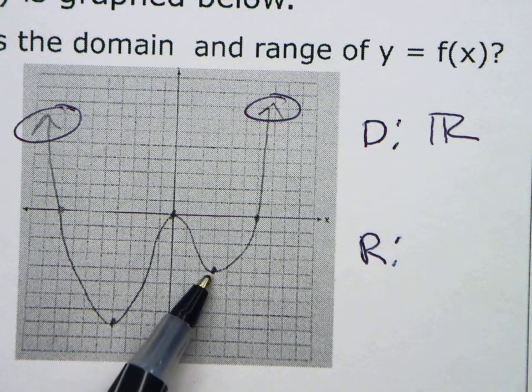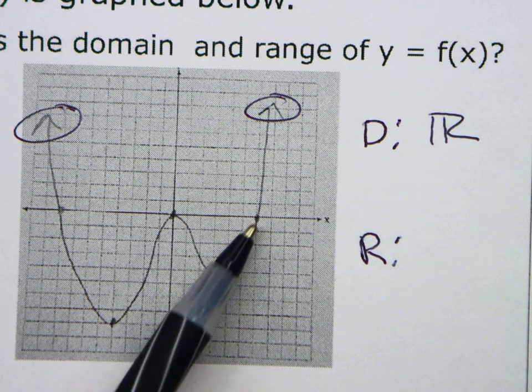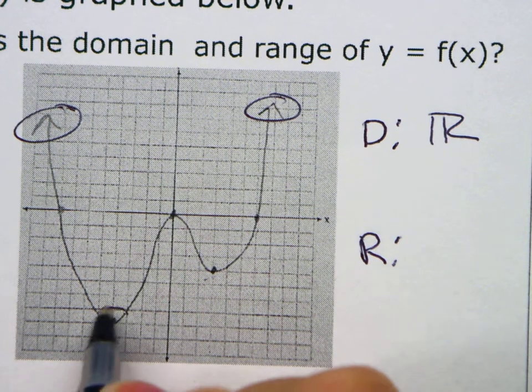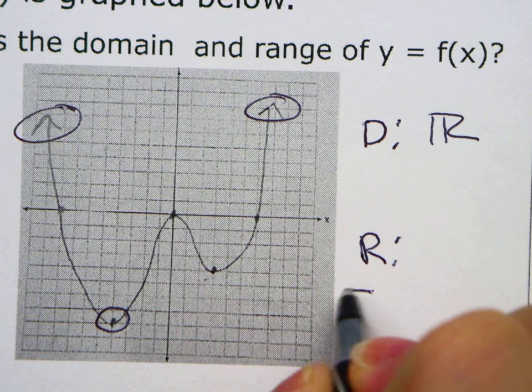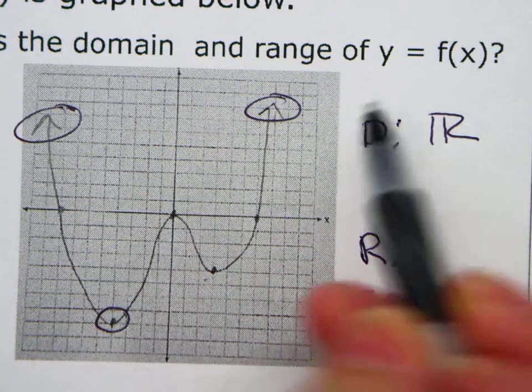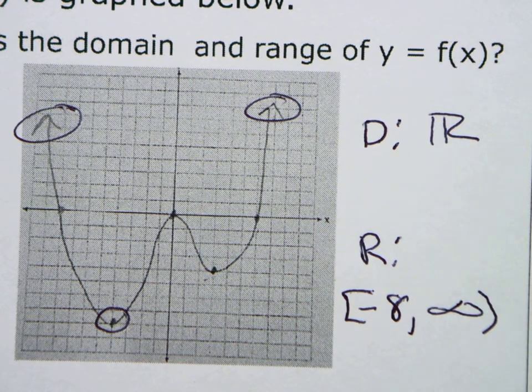Does this count as the lowest point? No. It's a point, it's an extrema. It's coming down, but then it goes back up. What's the very lowest point? It's the very lowest point you see. It's down here. Okay, so it's negative 8, comma. What's the highest point? Either one of those arrows works. Infinity. Okay. All right, number 6.